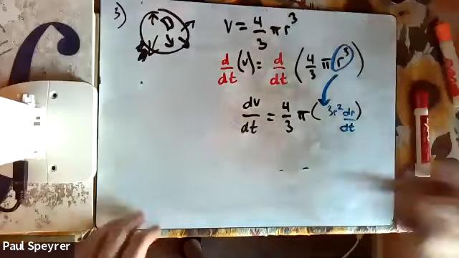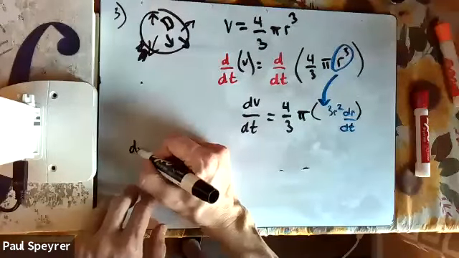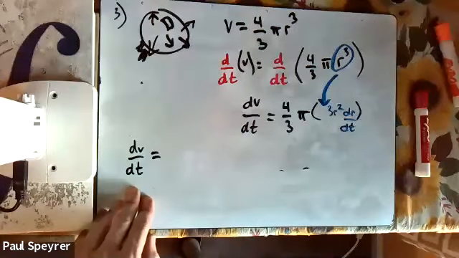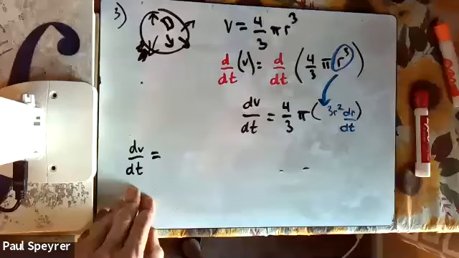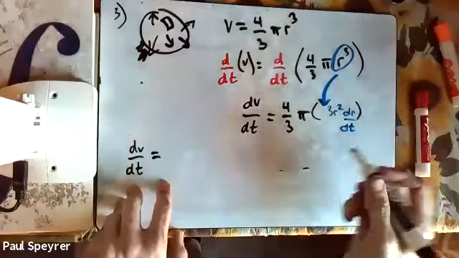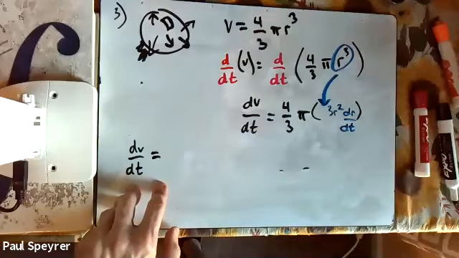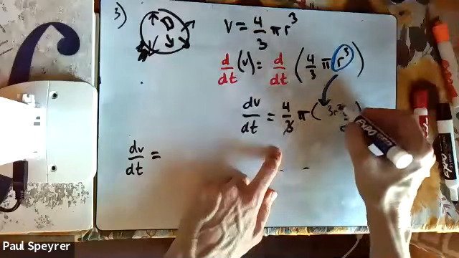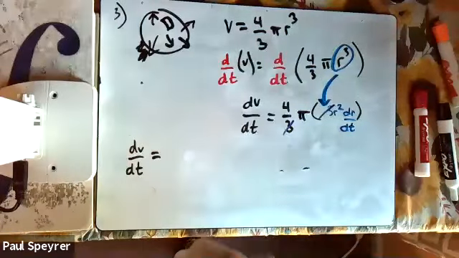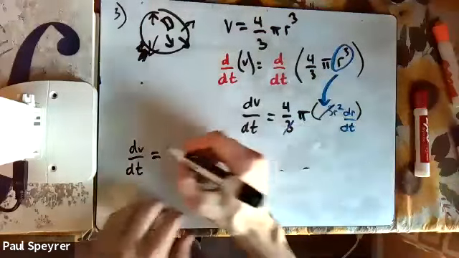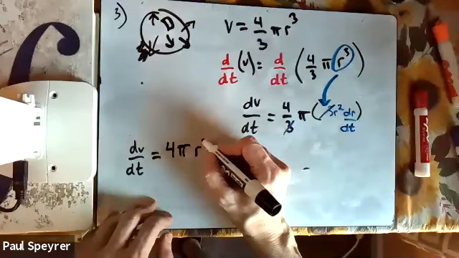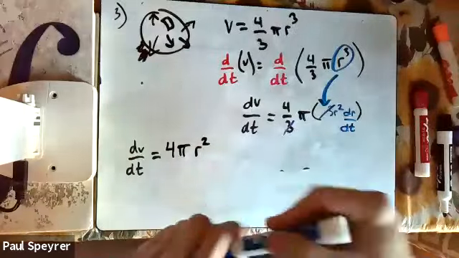Now let's simplify this, right? We can definitely simplify some pieces. So dV/dt is equal to what? Well, look. Remember, this is all multiplication. We can knock out this 3 with that 3. And what are we basically left with? 4 pi r squared, and then dr/dt.